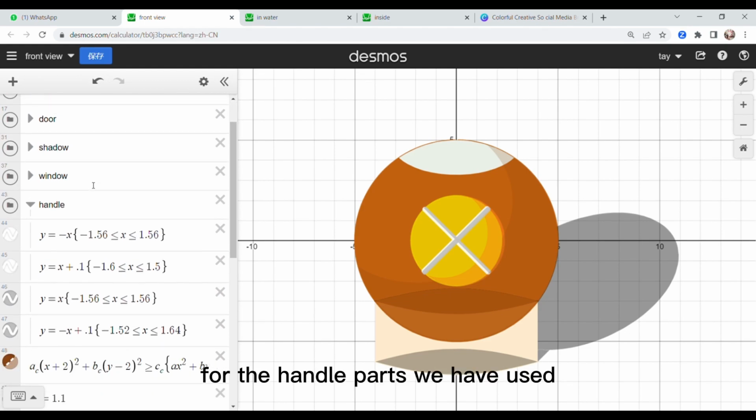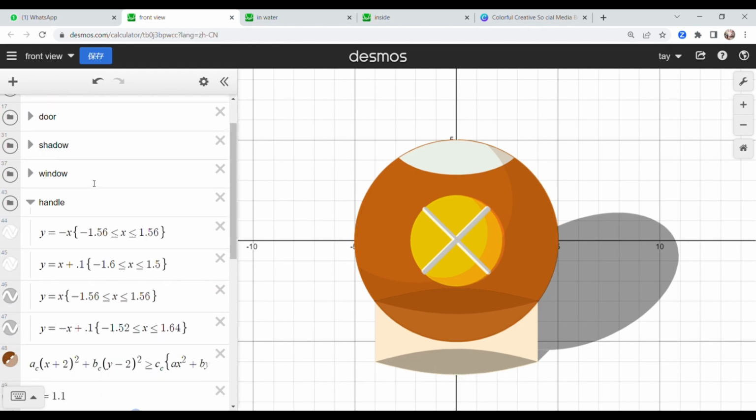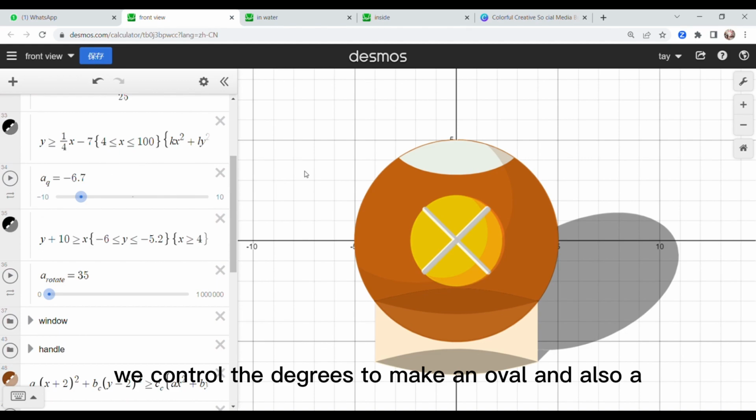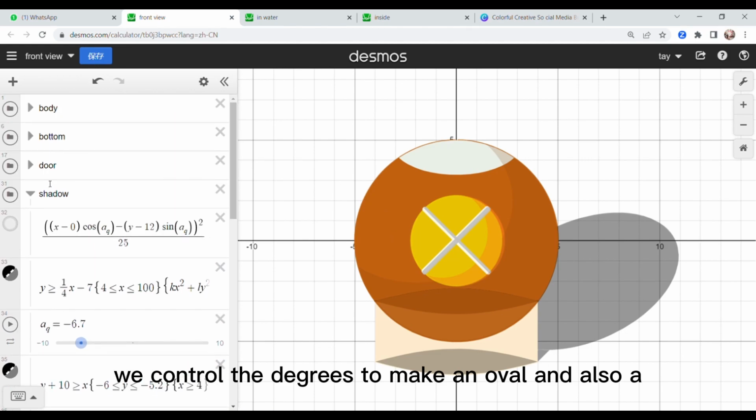For the handle parts, we have used 4 different lines and different colors to make it look layered, and for the shadow parts, by controlling the variable which is our cosine degree, we control the degrees to make an oval and also a dark shadow.